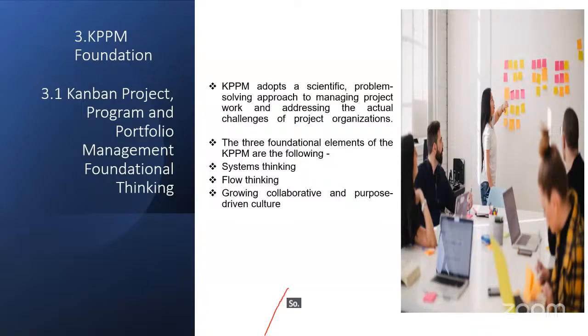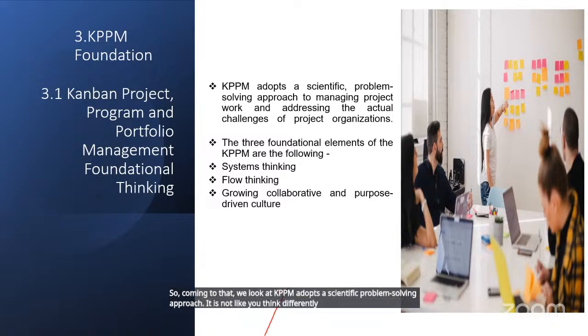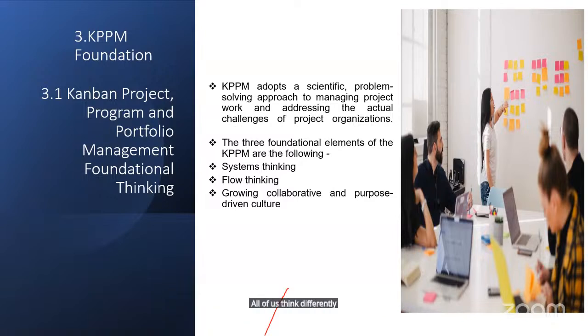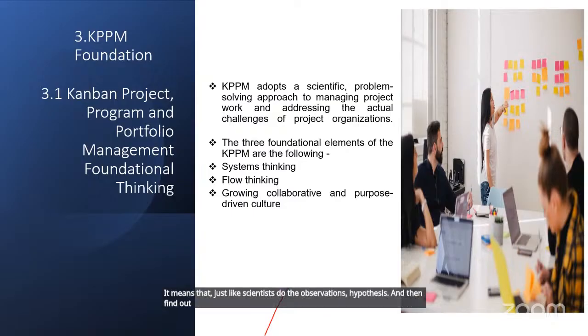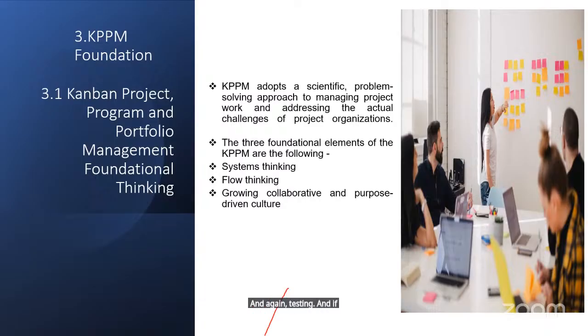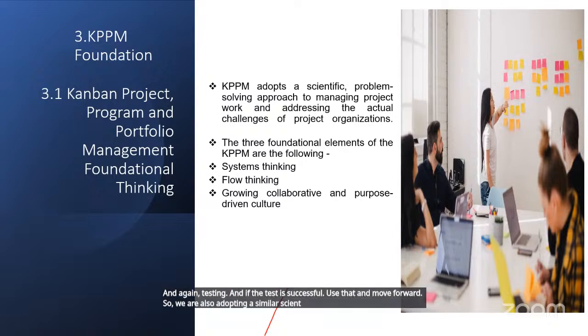So coming to that, KPPM adopts a scientific problem solving approach. It is not like you think differently, I think differently and all that. All of us think differently. But when we use the model, the KPPM model, it helps us to adopt a scientific thinking. So what is a scientific problem solving approach? It means that just like scientists do the observations, hypothesis, and then find out if the hypothesis is okay, go with it. Otherwise, pivot and change the hypothesis, come up with a new hypothesis, and again test it. And if the test is successful, use that and move forward. So we are also adopting a similar scientific approach and a problem-solving approach.